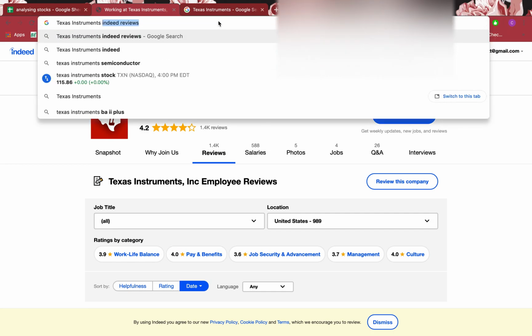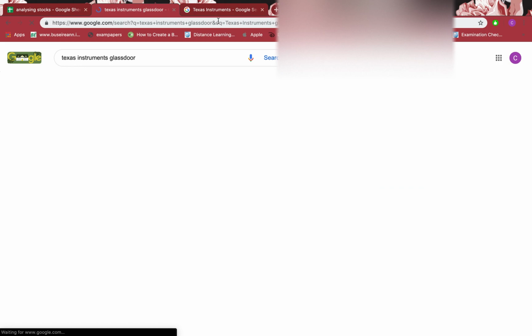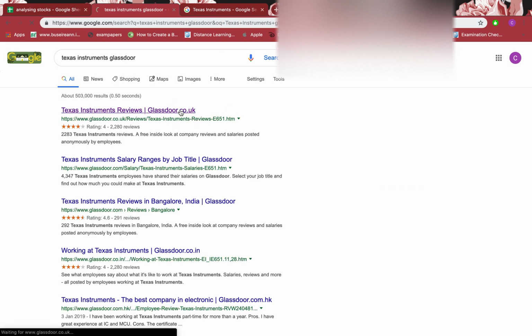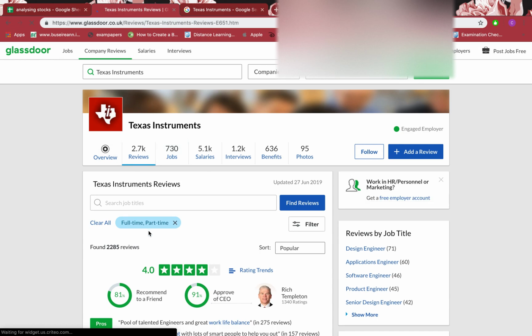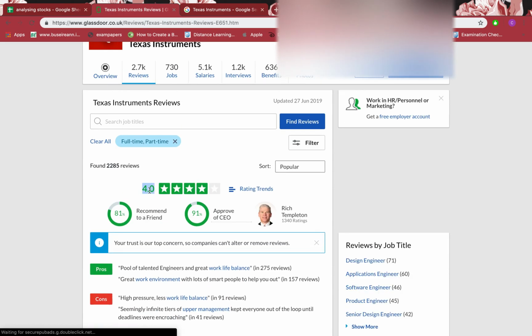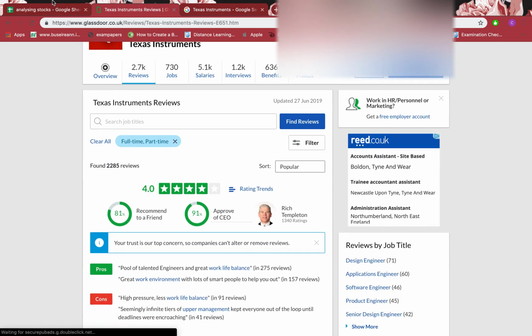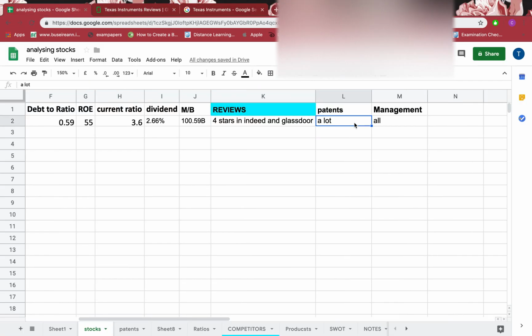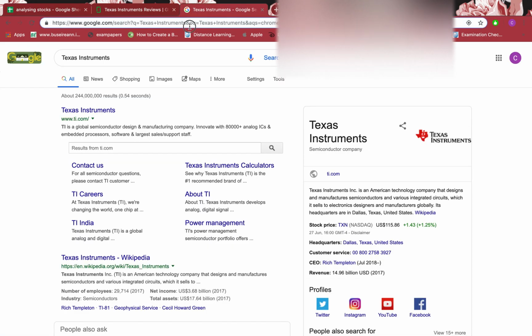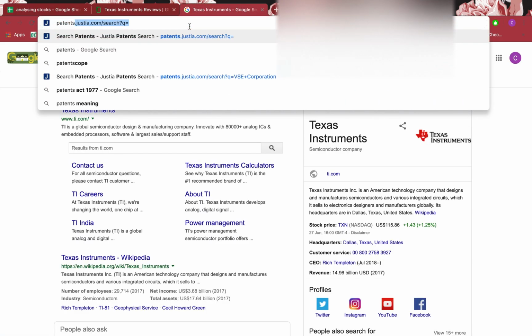And if I type that in Glassdoor, you can see from Glassdoor as well what the reviews are, and the symbol is the same. It's four stars, which means it's really good according to the employees who work there, which gives a lot of information.